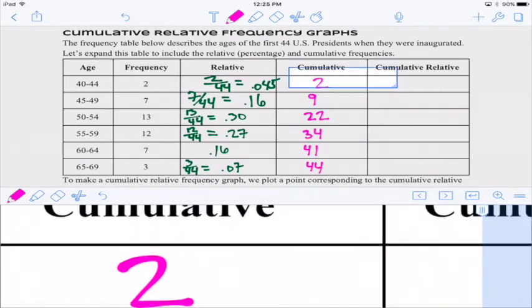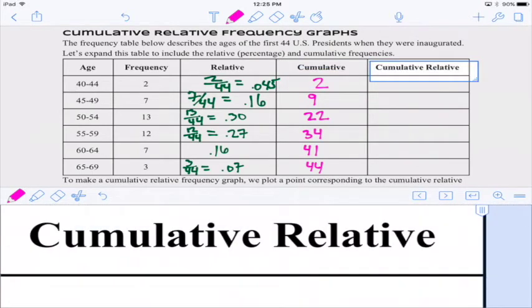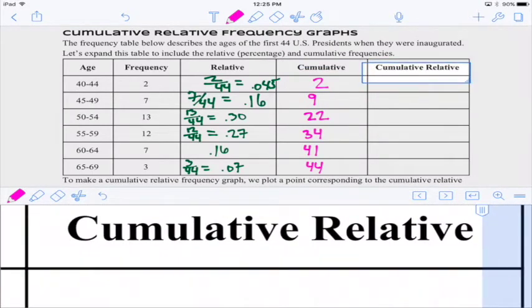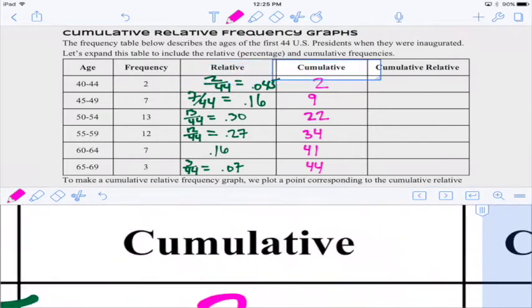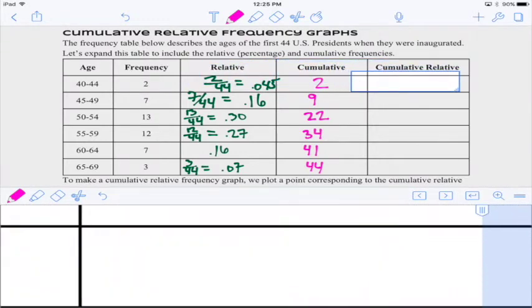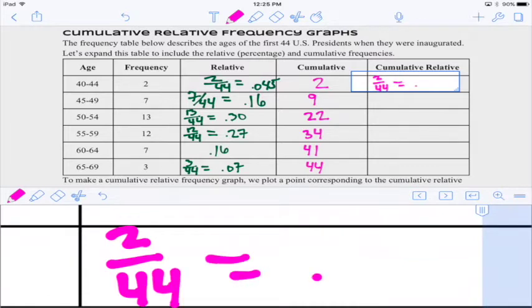We're accumulating. And then cumulative relative frequency is a combination of these two. So this is going to still be 2 out of 44, which is about 0.045.